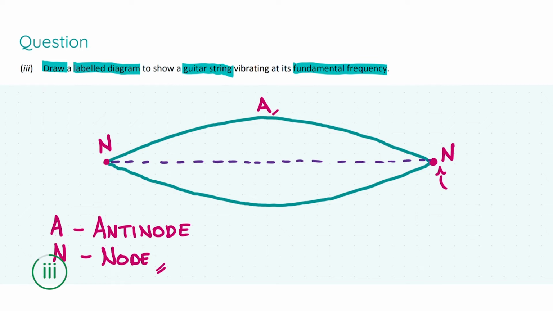So we're going to have our antinode in the middle. It's going to have the highest amplitude, and our nodes at the end. These are the key components for all of these types of diagrams here. For showcasing that you have the nodes at each end, you'll get 3 marks. For putting your antinode in the middle, you'll get another 3 marks, giving you 6 out of 6.